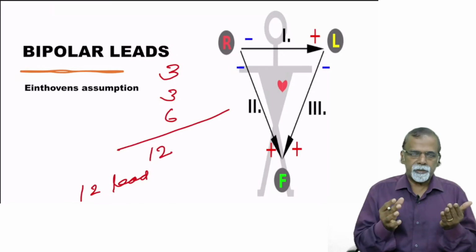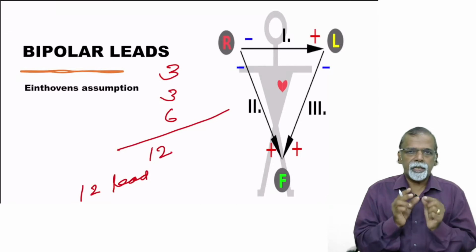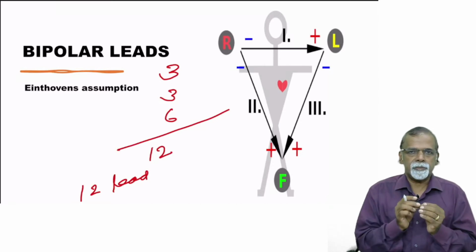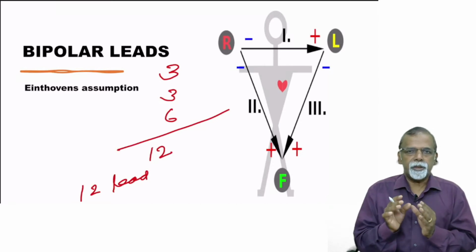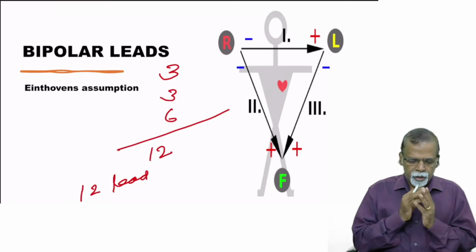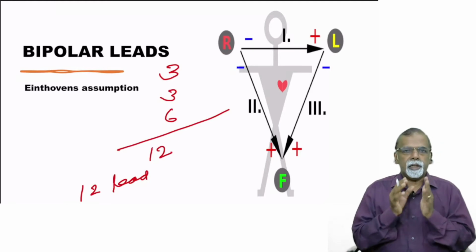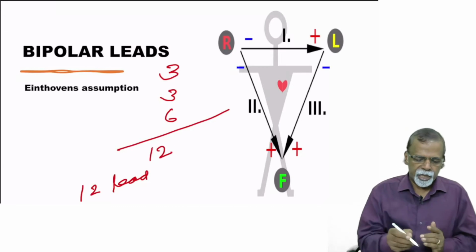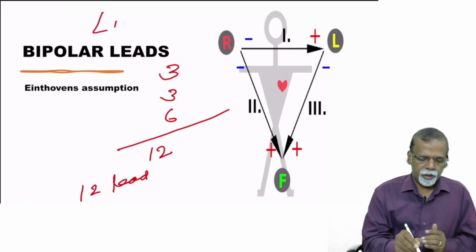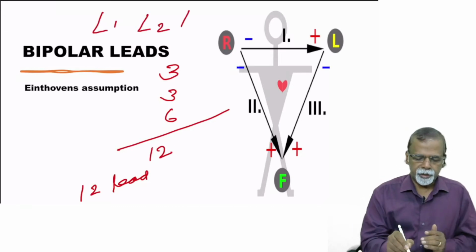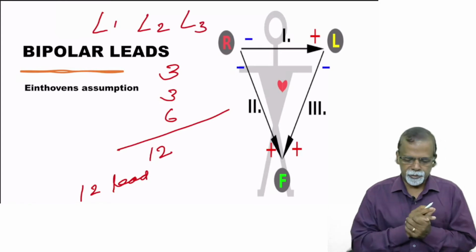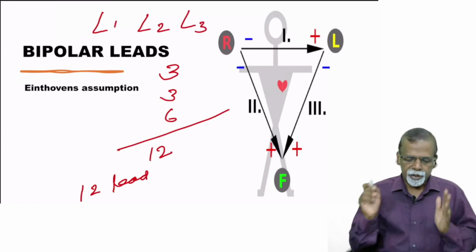So what are leads? As already mentioned, the leads are the connections from the patient to the machine. So let us see the limb leads. The limb leads are named lead 1, lead 2 and lead 3. So that is how they are named. Let us see what is lead 1.